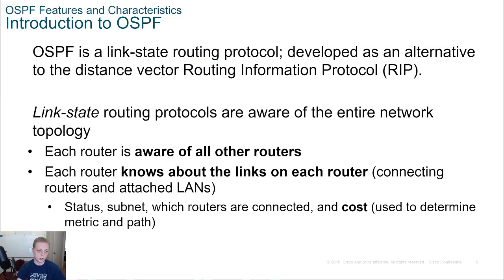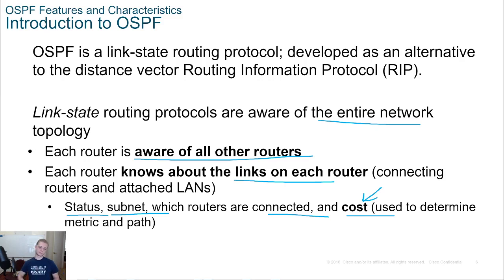So we have the entire network topology. We are aware of all of the routers, all of the links. We're going to know all the links, the status, the subnet, which routers are connected to what routers, the cost. That's very important. We're going to use the cost to determine which path is better.